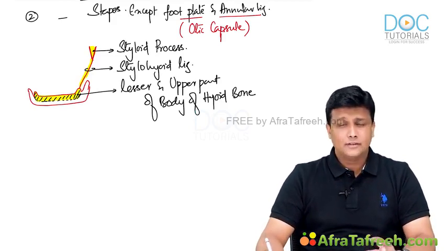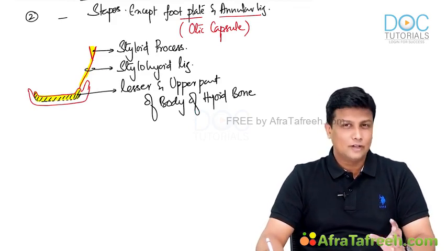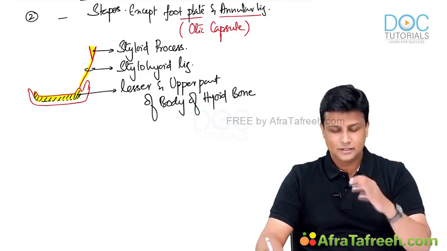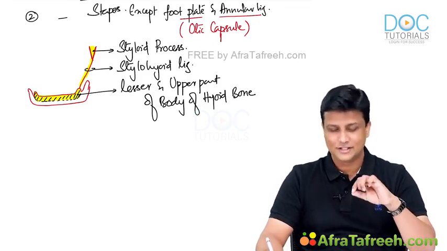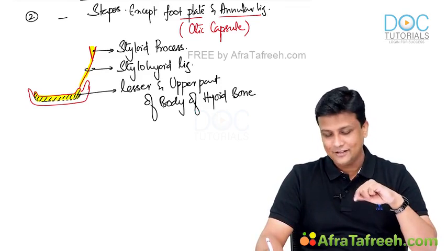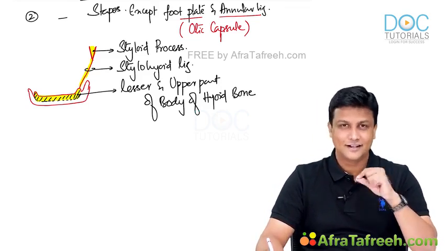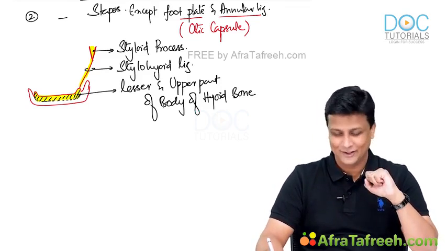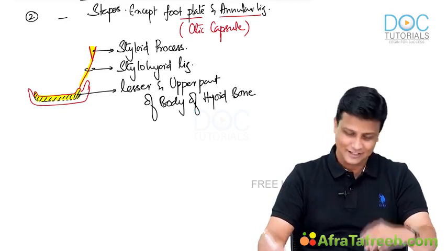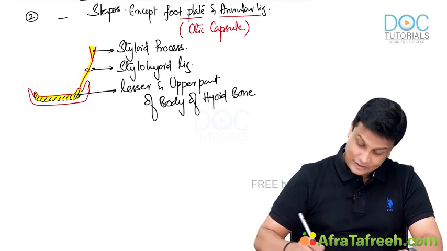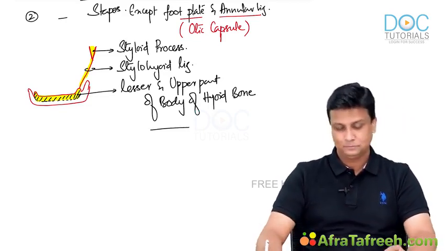If you're observing carefully, almost everything in the second arch will be with S. S for stapes, S for styloid process, S for stylohyoid ligament, and even the lesser horn and the upper part of the body of the hyoid bone. Almost everything is with S only. So that is about the second arch.